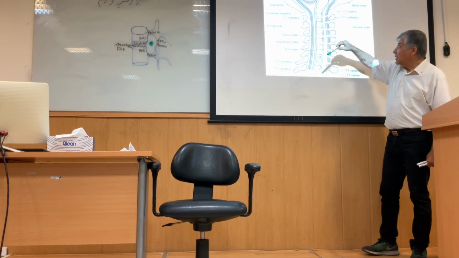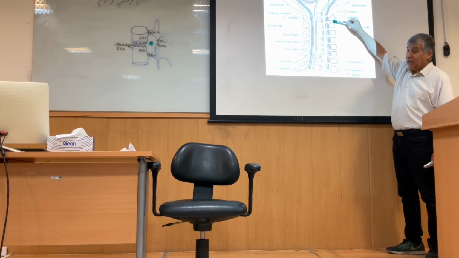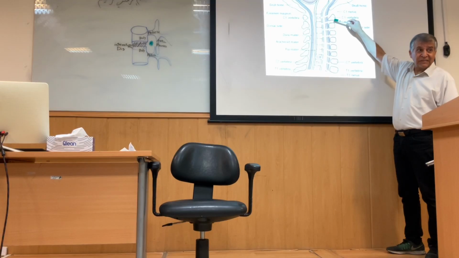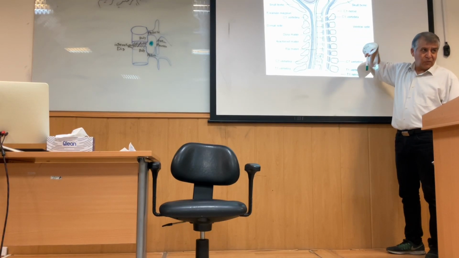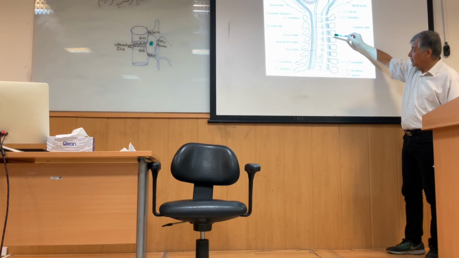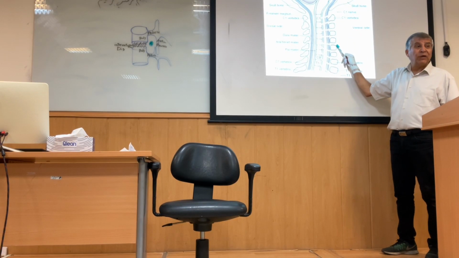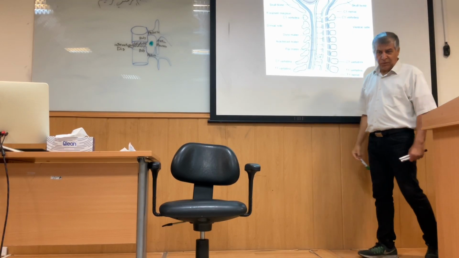Or pass through the intervertebral foramen between C1 and C2. Okay? C5, 1, 2, 3, 4, 5. C5 exits between the C4, C5 intervertebral foramen.